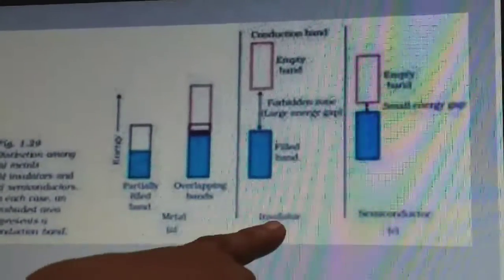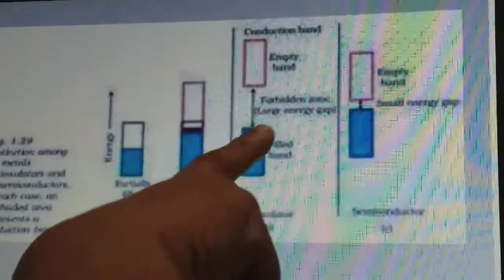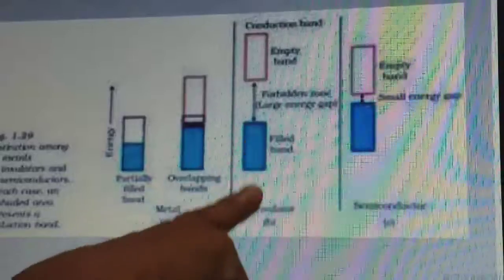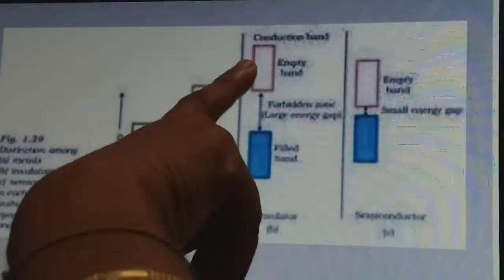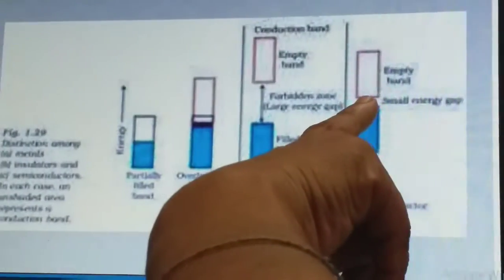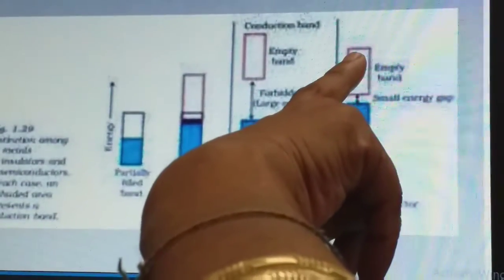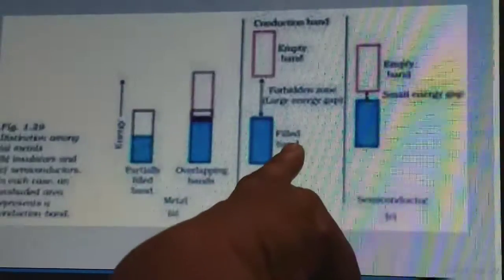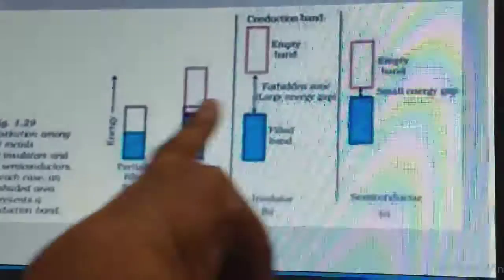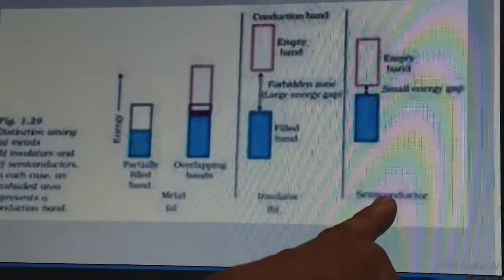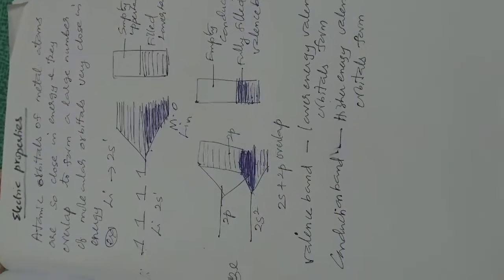Example, metals. In the case of an insulator, the gap between the filled band and the empty band is very, very large, and they cannot conduct electricity. Electrons cannot jump from this band to this band. Take a semiconductor, it is intermediate. The energy gap between the filled band and the empty band, this is the conduction band, this is the valence band, is intermediate between the metals and the insulators. It is called a semiconductor.